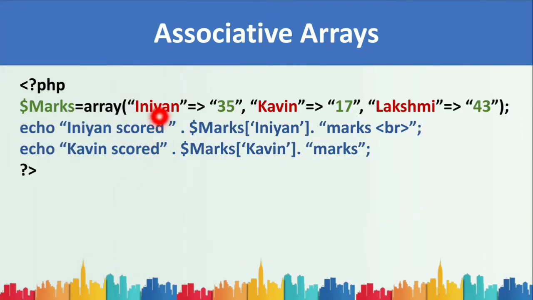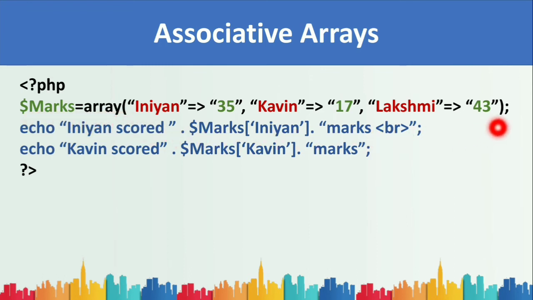So now look at the program. Let's read the program line by line and then let's write the output. As usual, the program starts with the open PHP tag and the next line is the array declaration statement. The name of the array variable is marks. $marks is the name of the array variable. And since it is an array, we have to use the keyword array. So $marks is equal to array.